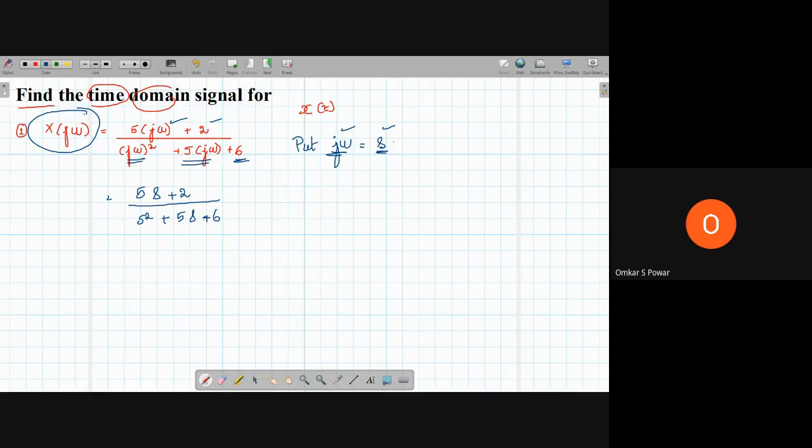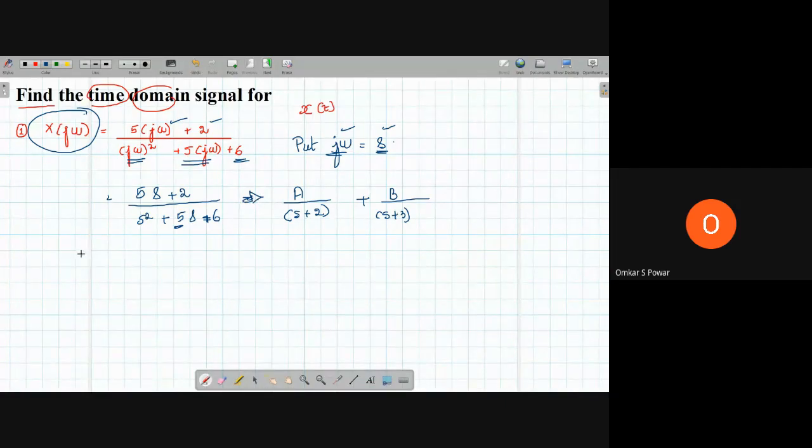Now we have to solve in terms of partial fractions. How can we solve this one? Since 6 is there, 3 twos are 6 and 3 plus 2 is 5. So it is A divided by s plus 2 plus B divided by s plus 3. So I have simplified in terms of partial fractions. Then we have to find the values of A and B.